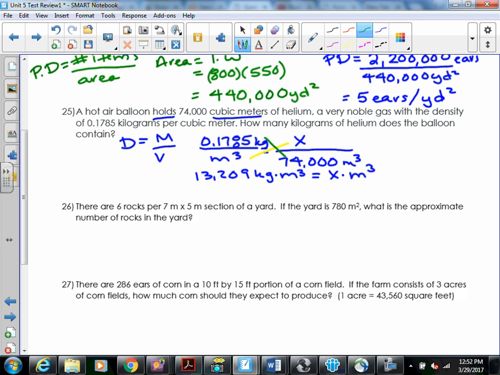Now, I want X by itself. What do you have to do to get the X by itself? Divide by what? Right, divide both sides by the cubic meters. The meters cancel here and here, and you're left with your final answer of 13,209 kilograms equals X.